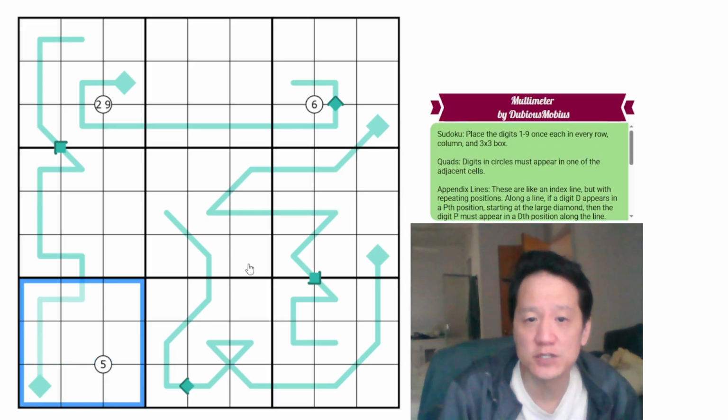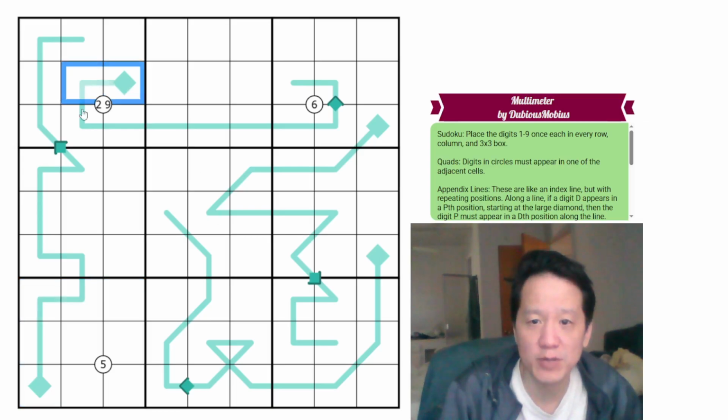Quads: digits in circles must appear in one of the 4 adjacent cells. So for example, around this quad, there's a 2 and a 9 in the circle. So there must be a 2 in one of the 4 cells surrounding it, and a 9 in one of the 4 cells surrounding it.